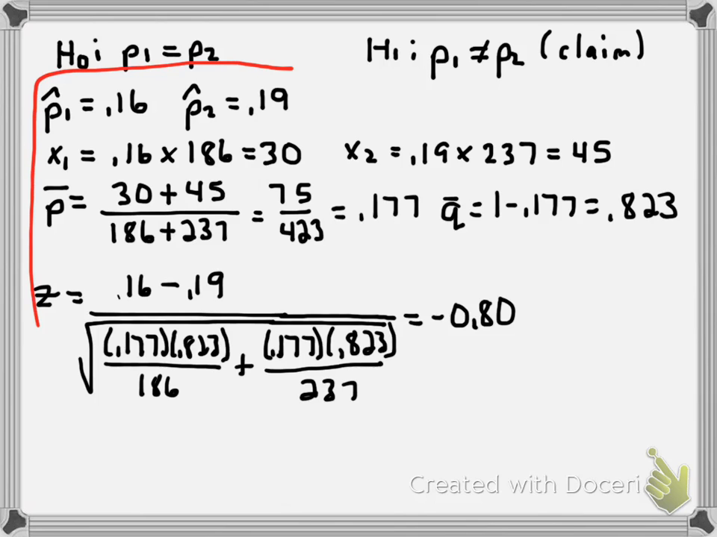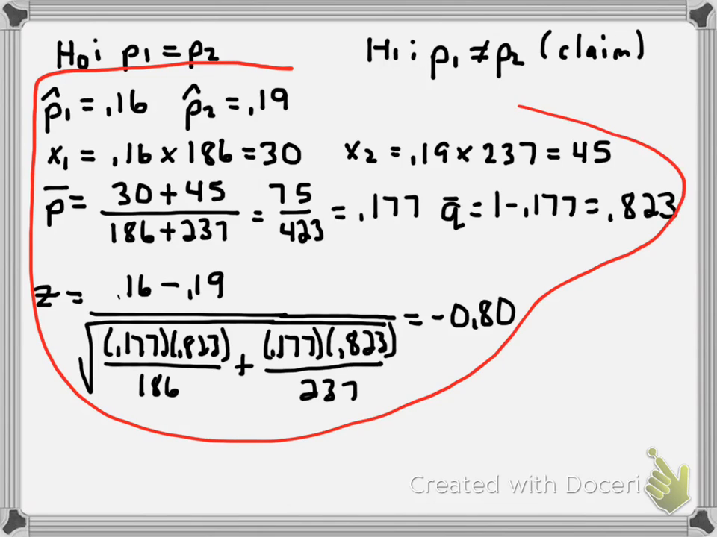Now it's perfectly fine if you want to use your calculator to find the test statistic, in which case you would not have needed any of this. You would just use your calculator, enter the information, and you would find a test statistic of negative 0.76. And again, either way is fine.